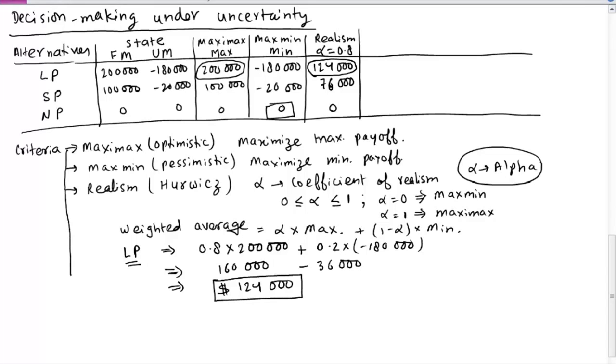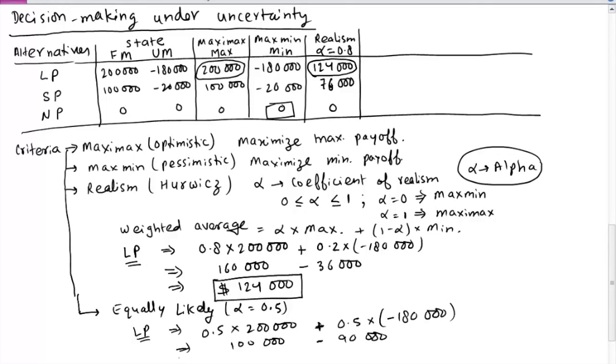There is another criteria, and this is called equally likely. So equally likely means we assume that whether it will be favorable market or unfavorable market, both are 50-50. So alpha becomes 0.5. Again, if you do this calculation for large plant, you calculate the weighted average, and if you do the same calculation for small plant, we'll get 40,000. So the best payoff is 40,000, so we go for small plant based on equally likely criteria.